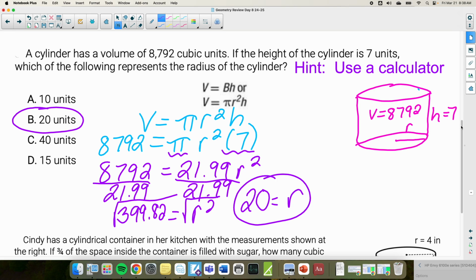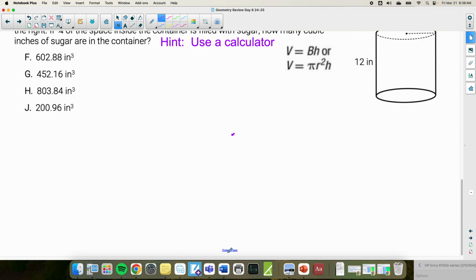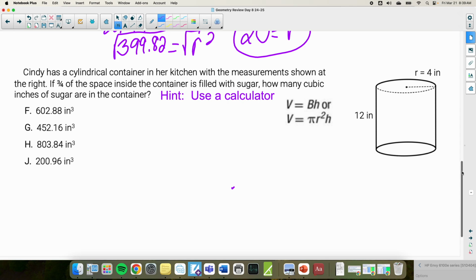Okay. All right, when we look at this one, again, we have a cylinder. And remember, the formula for either the prisms or the cylinders is capital B times H. So we have this cylinder, measurements are shown at the right. If 3/4 of the space inside the container is filled with sugar, how many cubic inches of sugar are in the container? Don't let me forget to answer that.